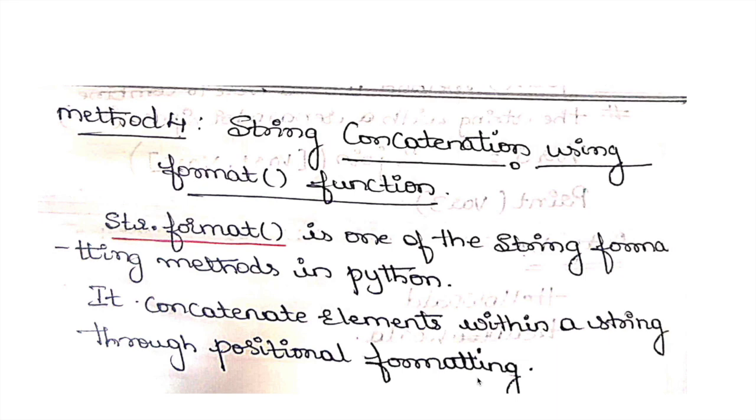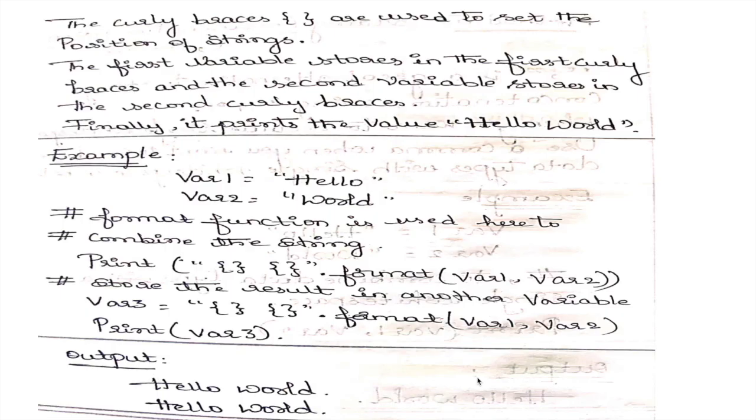So method 4 is you are going to use the format function. To concatenate the two strings, you are going to use the function string dot format. So directly I will move to the example. So here to format two strings, that means to join two strings, we are going to use curly braces. We are going to use two curly braces. The first curly brace is for the first string, the second curly brace is for the second string.